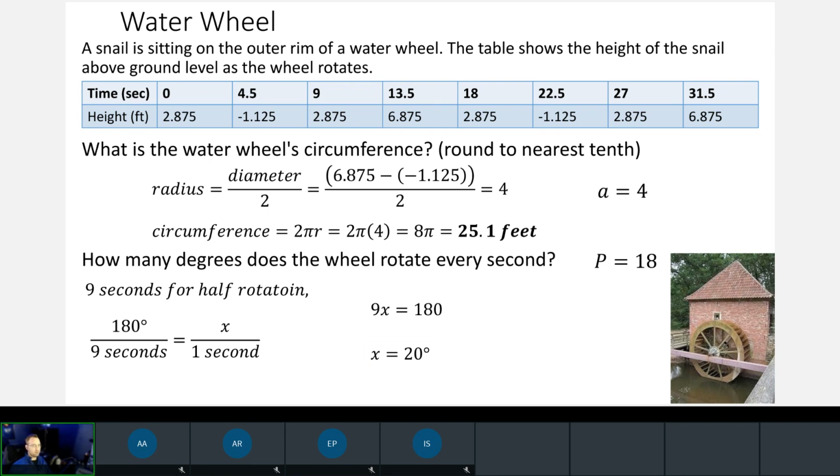So your guys' approach of just doing the 360 divided by 18 works for this problem. Yep, mine had extra steps because I actually created an equation out of it. I like equations. What can I say?